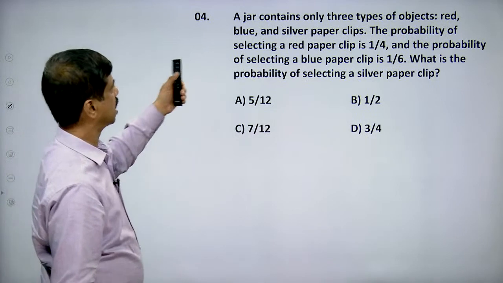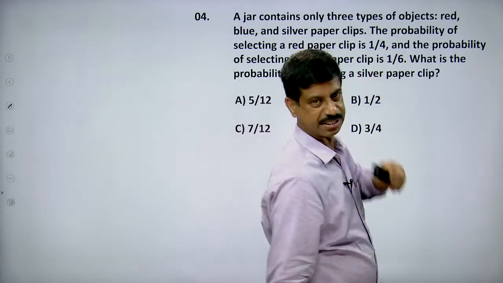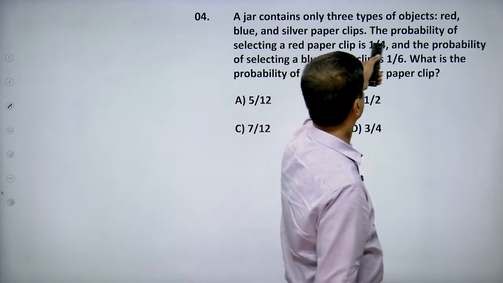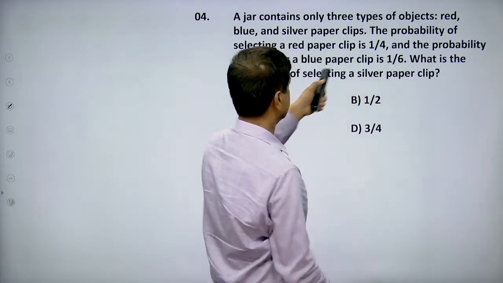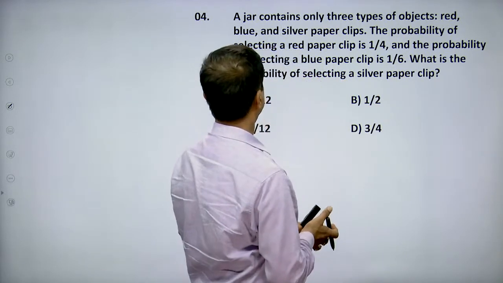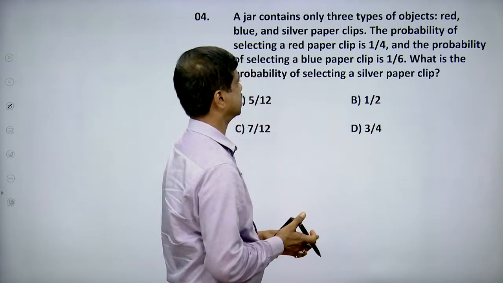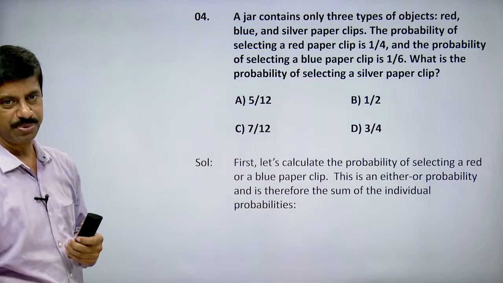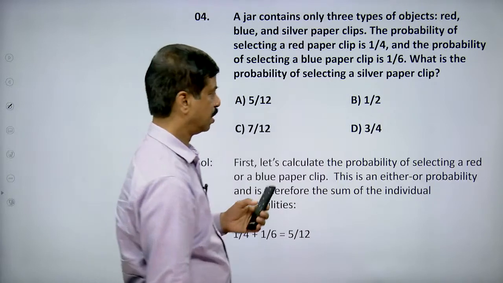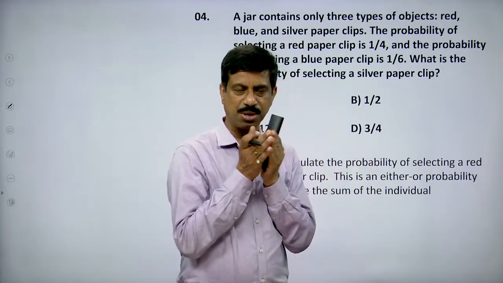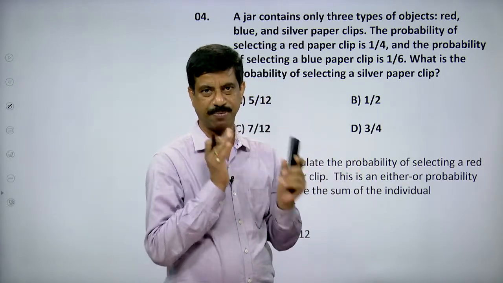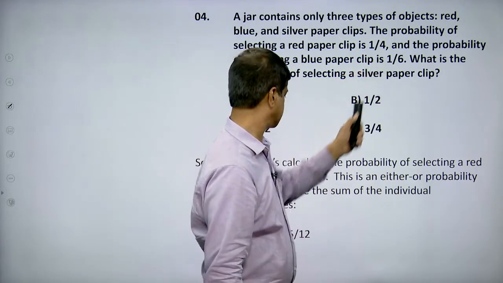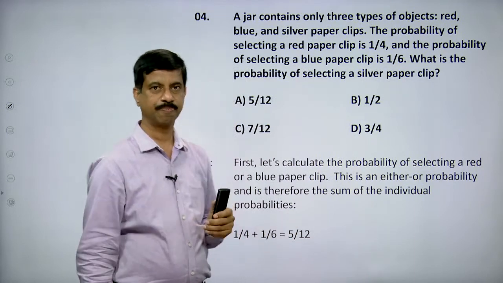Look at this. A jar contains only three types of objects: red, blue and silver paper clips. Probability of selecting a red clip is 1 by 4 and the probability of selecting a blue paper clip is 1 by 6. What is the probability of selecting a silver paper clip? So children, I discussed with you, the sum of all the probabilities in a sample space should be 1, right? So we have 3 events. The sum of these 2 events we are getting as 5 by 12.